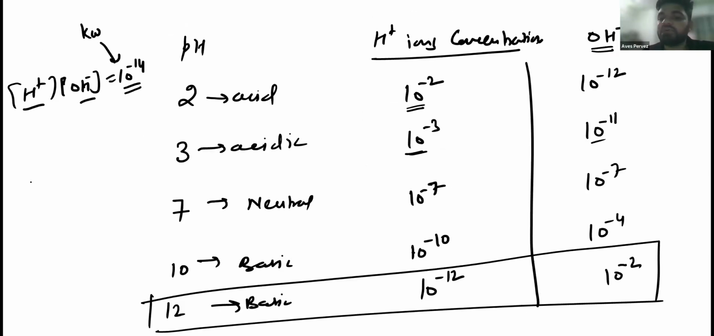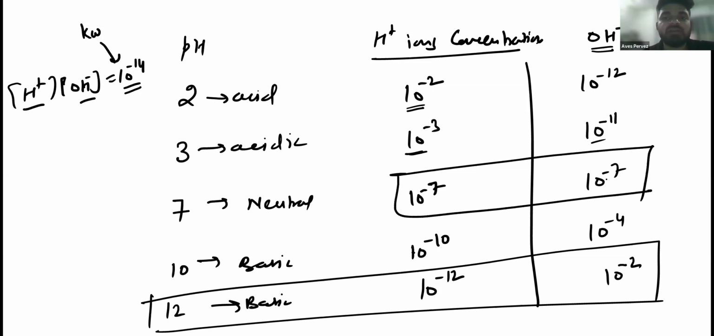And at neutral condition, both are going to have the same value, 10 raised to the power minus 7. Both are the same. So at pH 7, the solution is neutral. Got it?